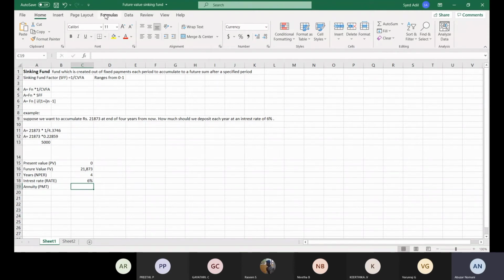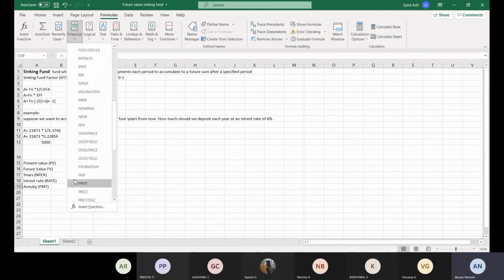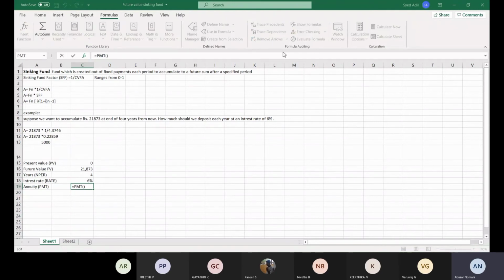So I would like to show the formula first in financial. If you go to PMT, the formula we are going to use is PMT, this one. In PMT, what do we have to find out? We have to find out the rate, NPER, PV, future value, then type. I have already computed these things from the question, so we are directly going to put the formula here.